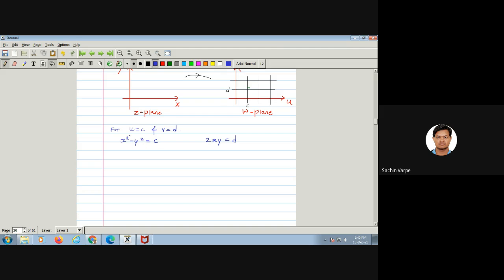This is an equation of what? If we check this equation, x square minus y square equal to C, what does this represent in the xy plane? Do you know x square upon a square minus y square upon b square is equal to C? If it is plus, then that will be a circle, and if it is minus, then that will be a hyperbola. Exactly, x square minus y square is a hyperbola.